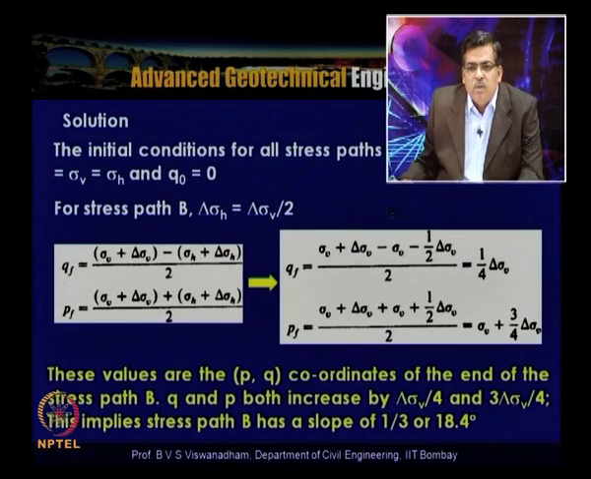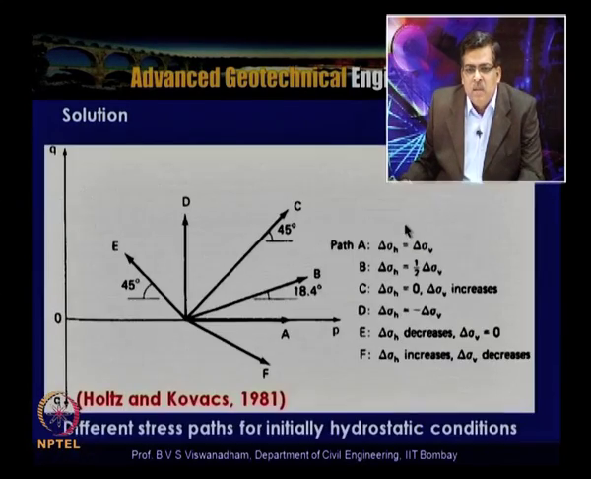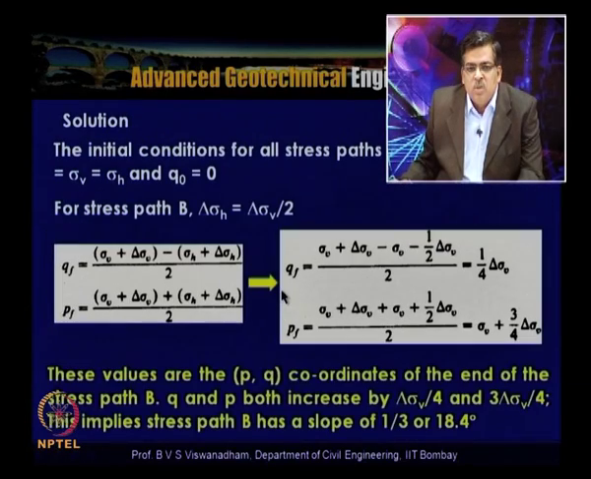Similarly, we have the stress path B. The initial conditions are the same, but here delta sigma H is equal to delta sigma V by 2. That means that the stress path B is actually traversing at an inclination of, you can see, 18.4 degrees. So in order to deduce this, we follow the same conditions here.